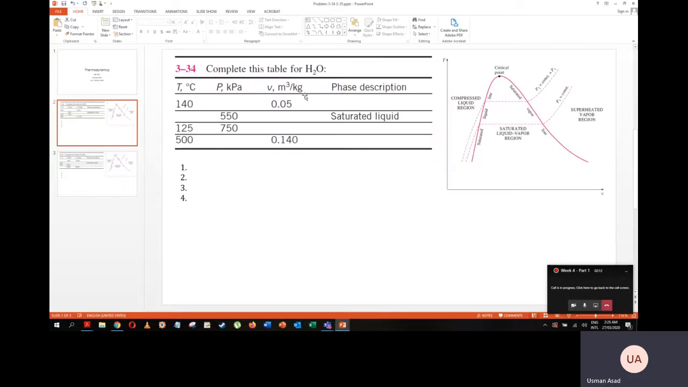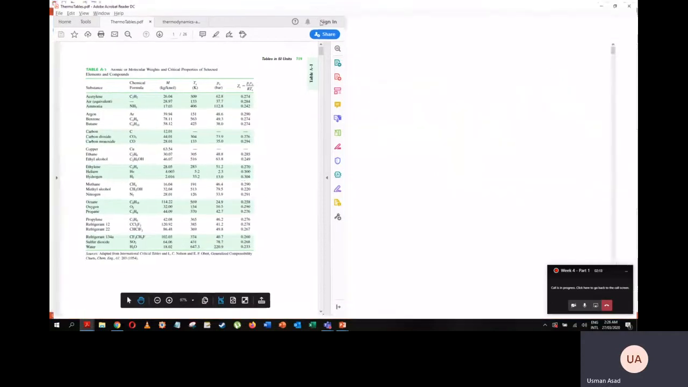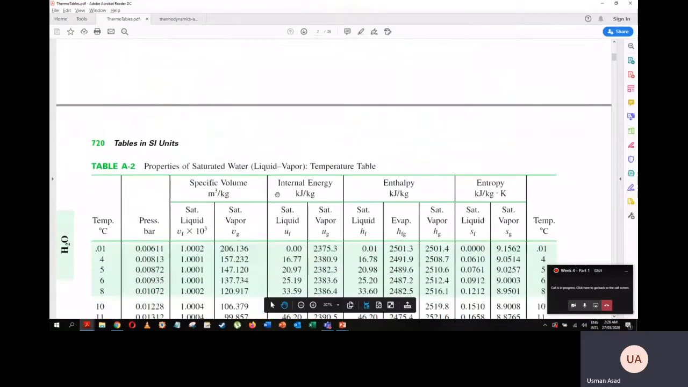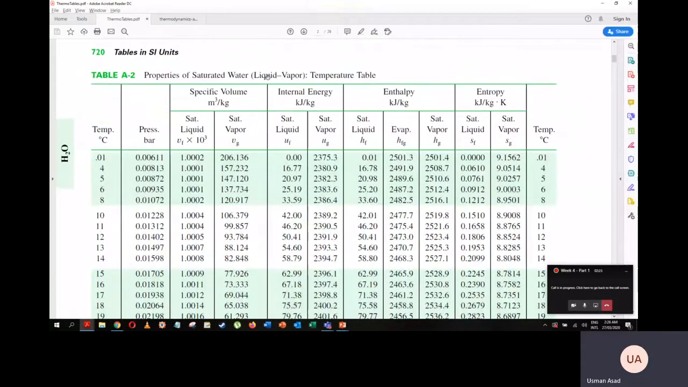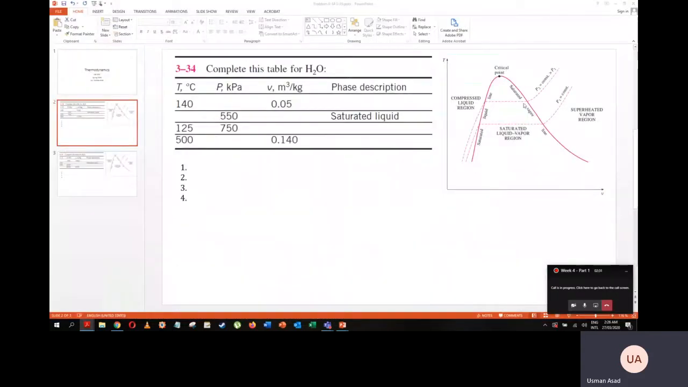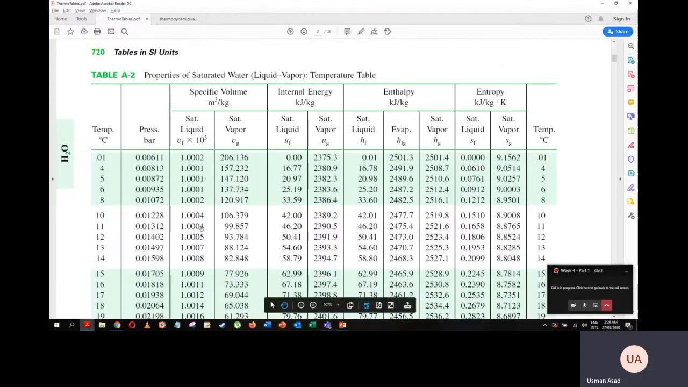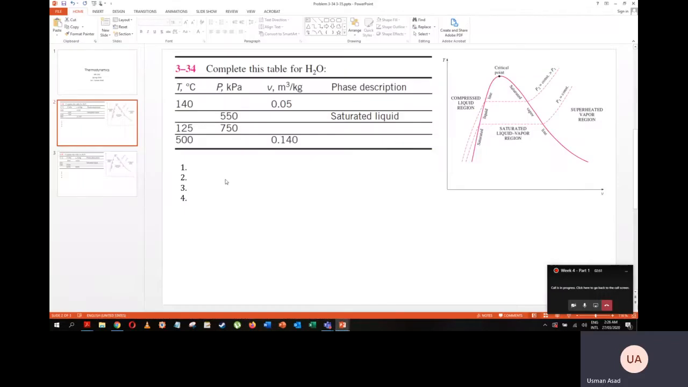Okay? So when in doubt, I recommend that you start first of all by looking at the first set of tables, table A2, properties of saturated water, which is in the liquid vapor mixed region. Okay? Mixed region tables basically means the region in the middle, between the saturated liquid line and the saturated vapor line. We are looking at this region in the middle, the mixed region. Okay? The information that we are given is that the temperature is 140 degrees and the specific volume is 0.5, was it? Or 0.05 meter cube per kg.